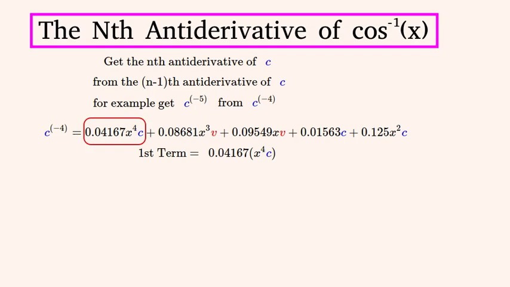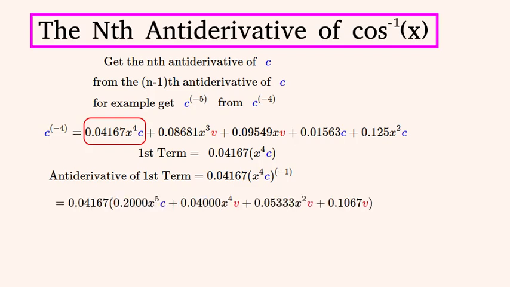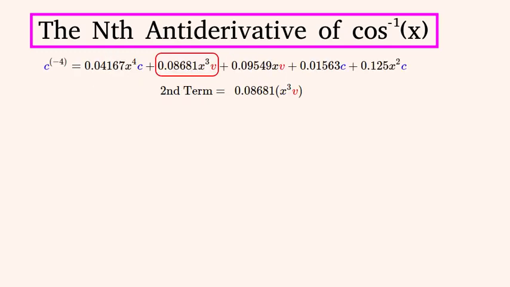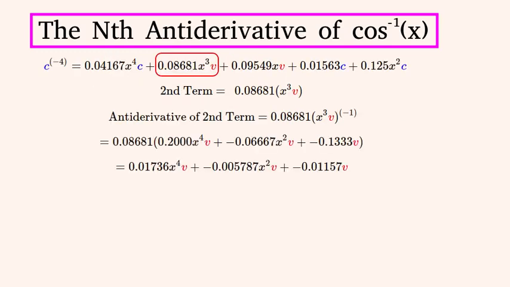So we'll look at the first term in this expression. Then we'll get the first antiderivative of it. We'll evaluate this term in brackets using the table. And then finally we'll expand out the brackets to give us the answer. Then we can look at the second term. We'll get its antiderivative using the table like before.